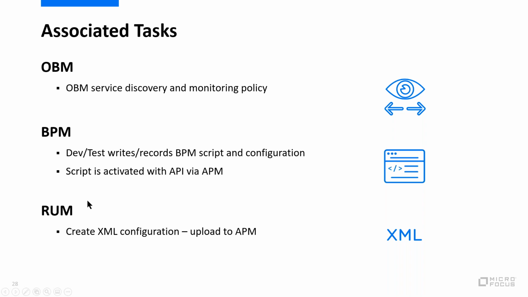Additionally, you could use Real User Monitor, and for that, you just simply need to create an XML configuration and get that uploaded. And this would be for any specific protocols that you're using that are not one of the standard ones that RUM has in its out-of-the-box capability.